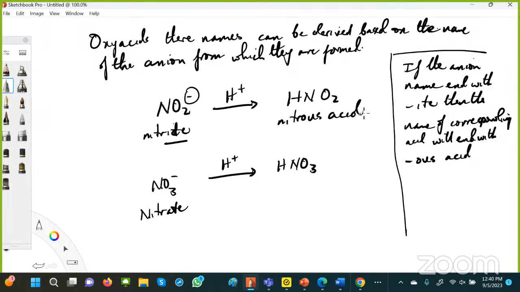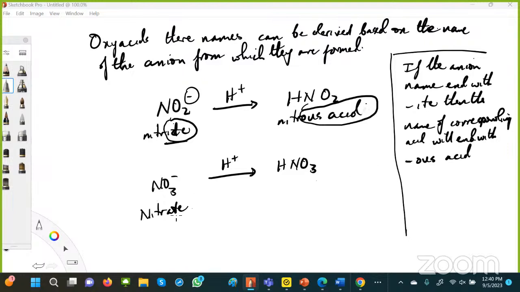So the ITE ending here is replaced with OUS acid. All right. So that's basically how we deal with that. If the name of the anion ends with ITE, then the name of the corresponding acid ends with OUS acid. So nitrite becomes nitrous. Okay, so that's as far as that is concerned.